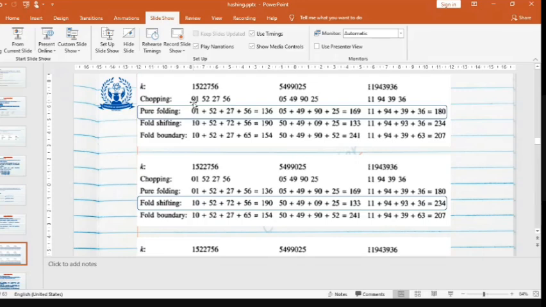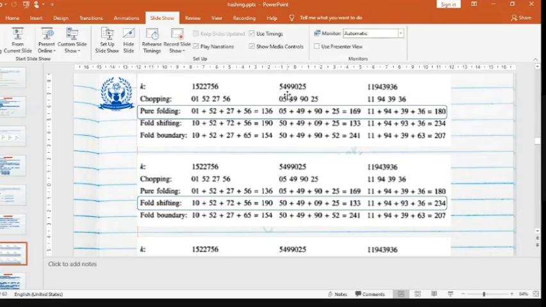Pure folding means you can just add these pairs. That is 01 plus 52 plus 27 plus 56. You will get 136. Then what we have to do? What is the hash key? We got 136. What is the hash key? Tell me. 36. We have to ignore the carry. So pure folding means we will get the hash function as 36.